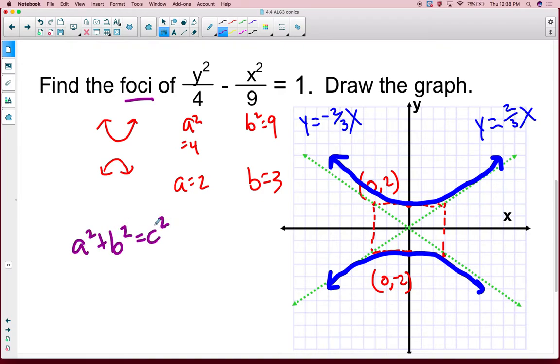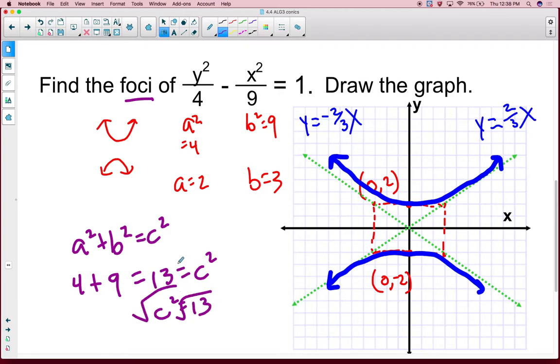And then finally we can find the foci by using a squared plus b squared is equal to c squared. So we know that a squared is 4, b squared is 9, and that's a total of 13. So since we have c squared is equal to 13, we could take the square root here and therefore get c to be about 3.6. Okay, and then so from the center to the foci is 3.6 units away.